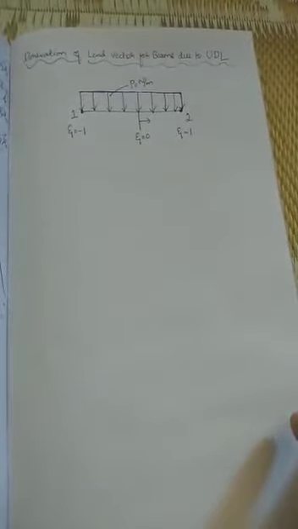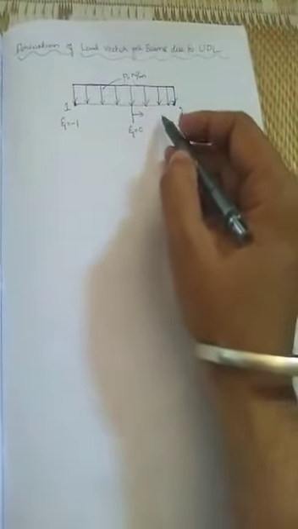Now we will see the derivation of the load vector for beams due to UDL. UDL means uniformly distributed load. So this is a beam diagram, and the beam is subjected to a uniformly distributed load.